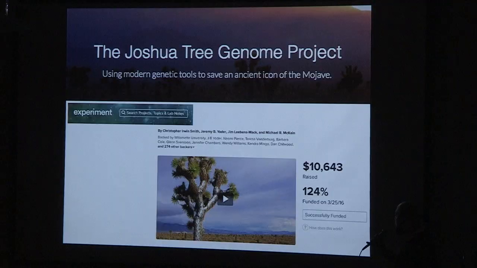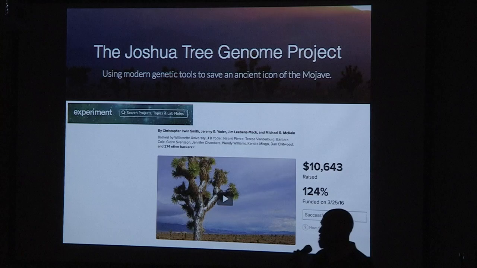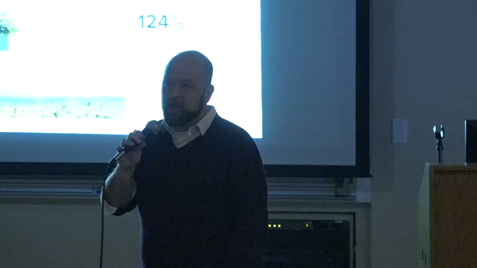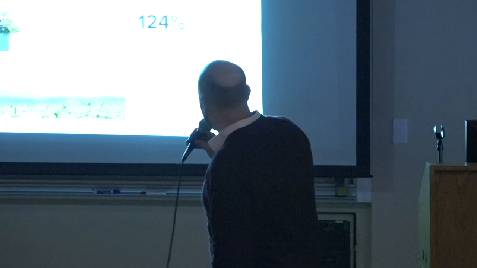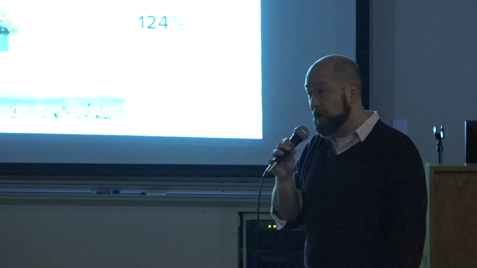So to get this project off the ground, we initially used a crowdfunding model. You might have heard of Indiegogo or GoFundMe or things like that. Experiment is a crowdfunding platform for science. And we raised almost $1,100 from individual donors to work on the Joshua Tree Genome Project. The average donation was $20.